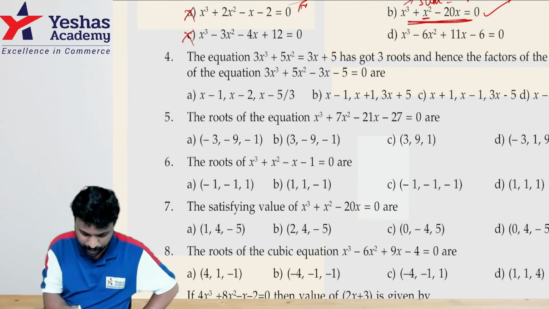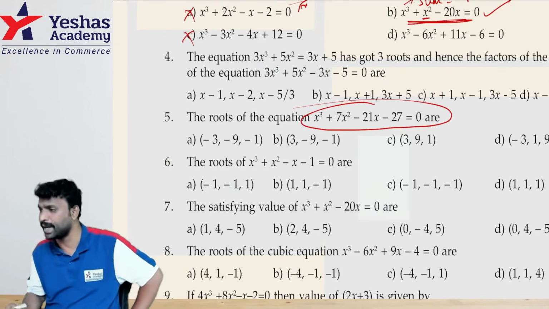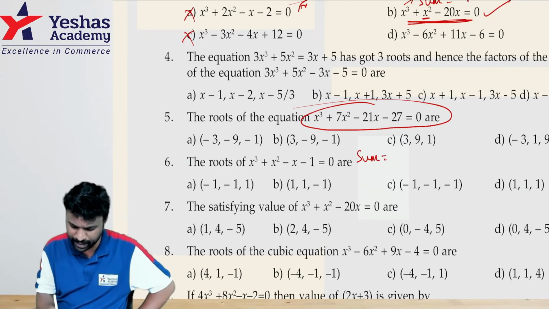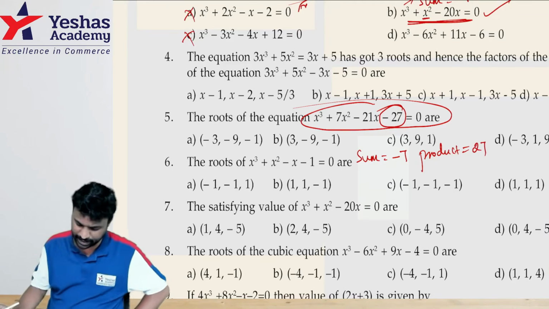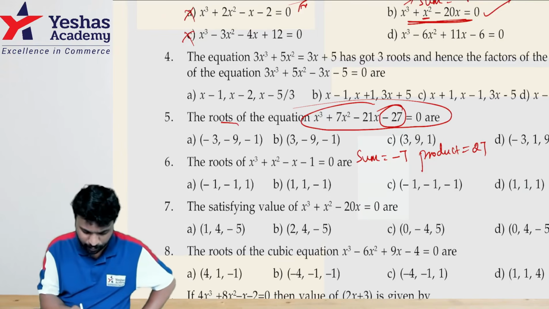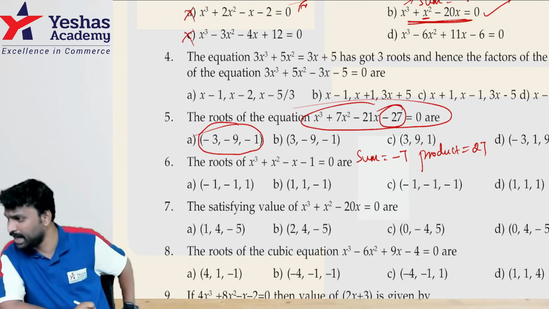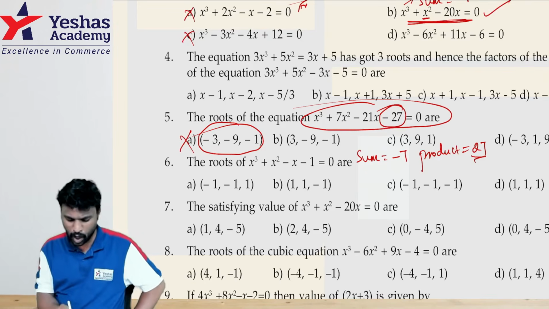The roots of the equation x cube plus 7x square minus 21x minus 27 equal to 0 are. First of all, find the sum of the roots. What is sum? Minus b by a, which is minus 7. Product is minus d by a. Minus of minus 27 becomes plus 27. Sum is minus 7 and the product is plus 27. Guys, which option? If you multiply these three terms, all having negative sign, the result will be negative, but the product should be plus 27. So option A fails.